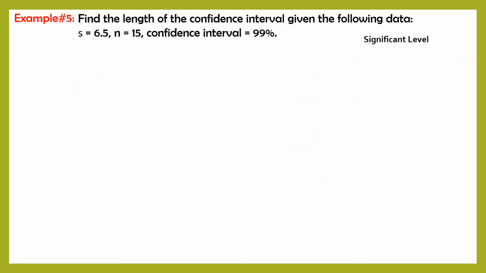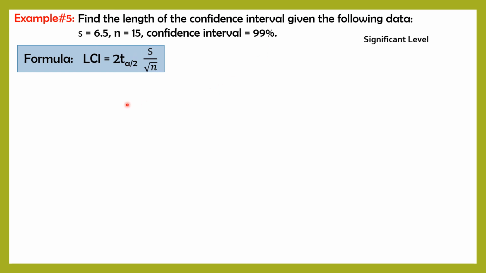So, let's have an example. Find the length of the confidence interval given the following data. Our S, or sample standard deviation, is 6.5. Our n is 15. Confidence interval is 99%. So, we're going to use the last formula, the one with the T distribution. So, step 1, when it's the T distribution, we need degrees of freedom. So, degrees of freedom or DF is equal to n minus 1. Our n is 15. Subtract 1. Therefore, our DF is equal to 14.